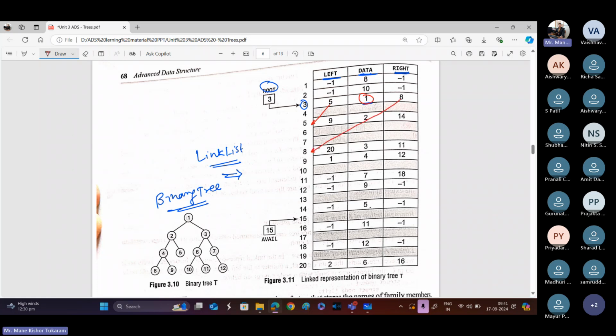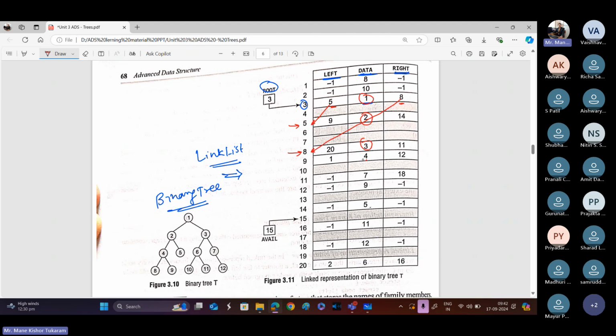So we have the eighth location. We are pointing to the second and third at the particular locations. Left has second, right has third. So that's why we enter the addresses 5 and 8 inside the left and right parts. Similarly, second has 9 and 14. So the left part is 4 and the right part is 5. 4 is stored at the 9th location, and 5 is stored at the 14th location.